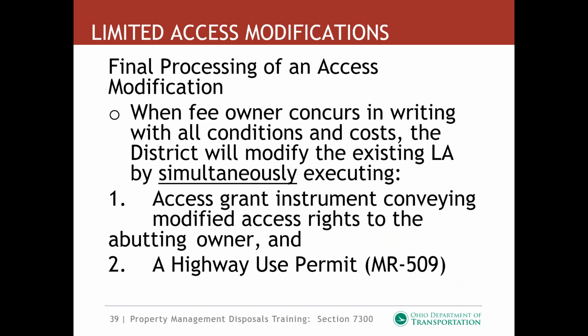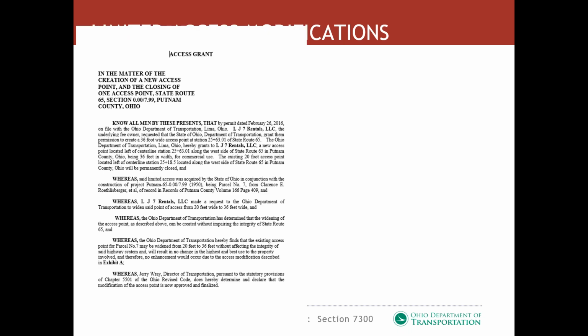When a request for a limited access modification is granted and the fee owner concurs in writing with all conditions and costs, the district will modify the existing LA by executing an access grant instrument that conveys the modified access rights to the abutting owner while simultaneously issuing a highway use permit. Here's an example of an access grant instrument and its associated highway use permit. Here's the first page and the signature page.